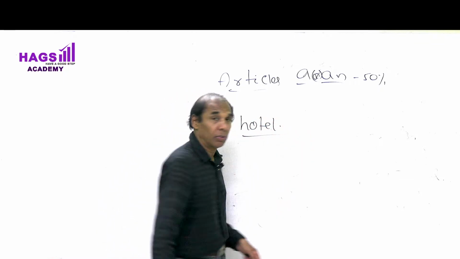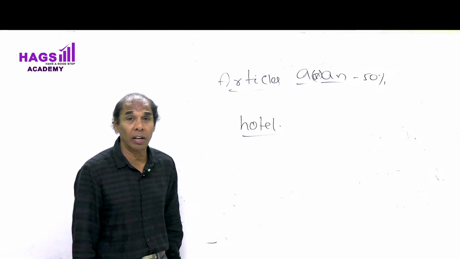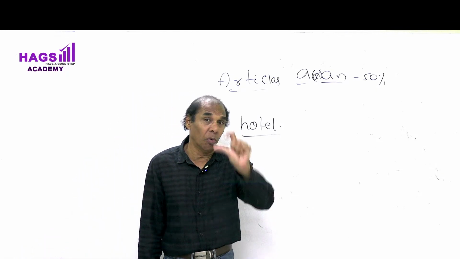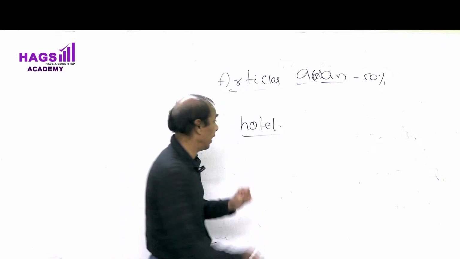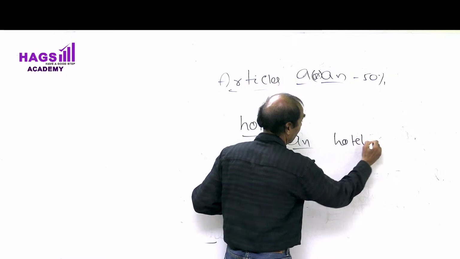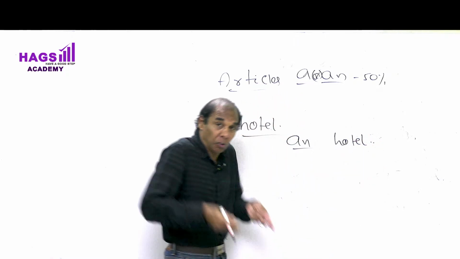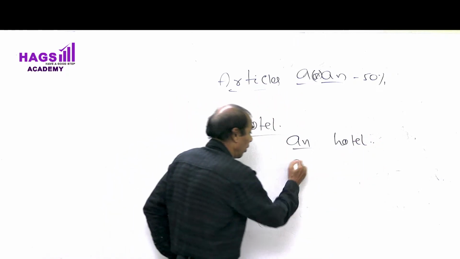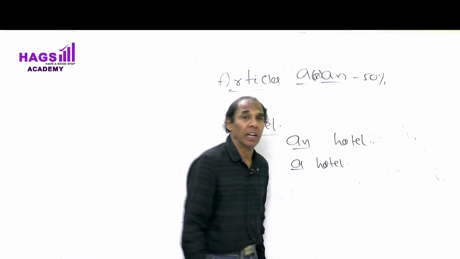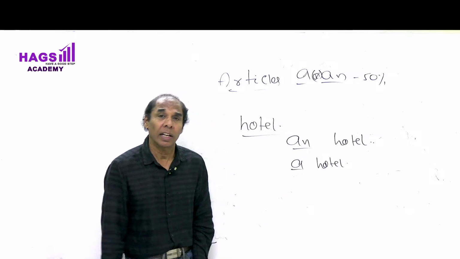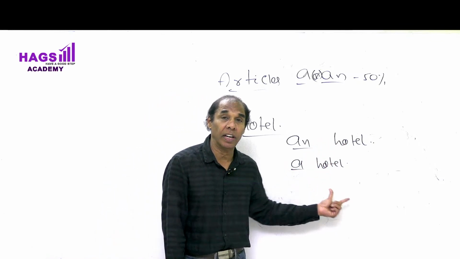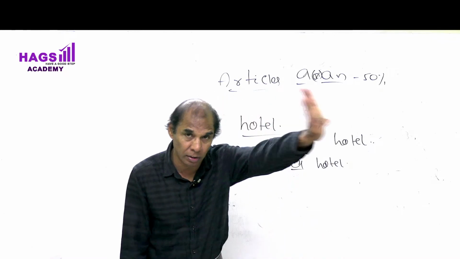See, my students, most dangerous word, because if you follow the old grammar books, you will find an hotel. If you follow the latest grammar books, you will find a hotel. So many students are getting confusion with this word. Sir, in some grammar books I am finding an hotel, in some grammar books I am finding a hotel, which is correct? Both are correct.